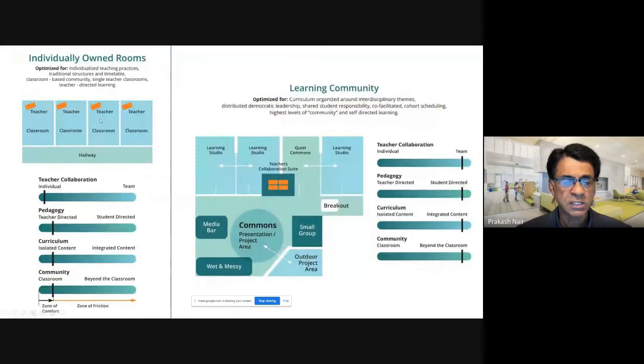So what we're saying is this individually owned rooms model, where the teacher is in a room with a desk and the students are sitting in the classroom, and there's a hallway, either an open or a closed hallway outside. None of the key things that we want to happen can happen. You can't do teacher collaboration. You can't do proper pedagogy. You can't have an integrated curriculum. The sense of community is, you're trapped with a bunch of students, and that's your community.